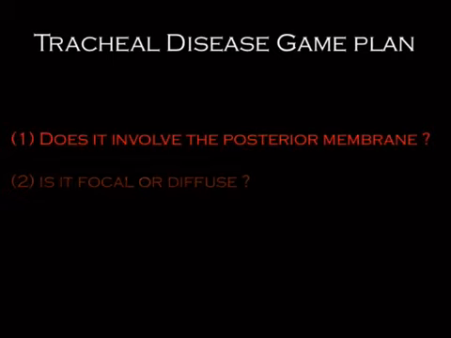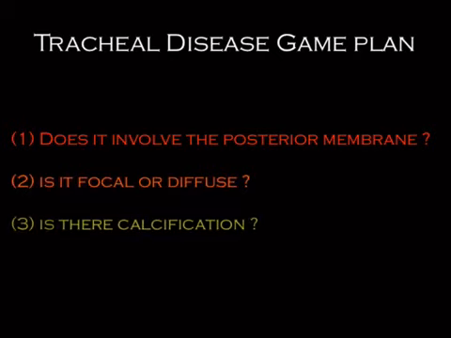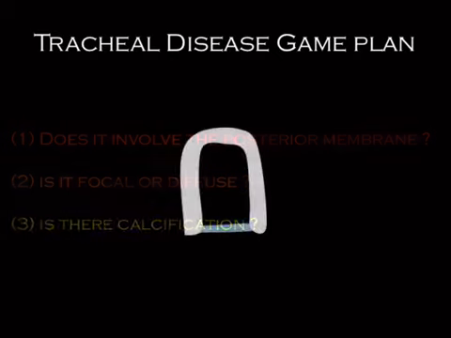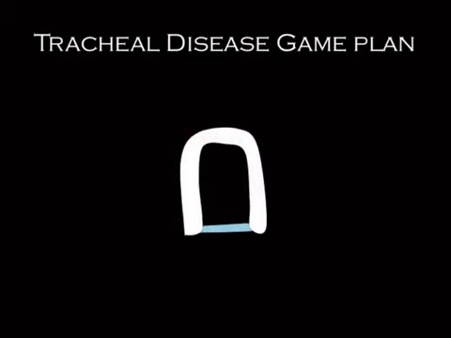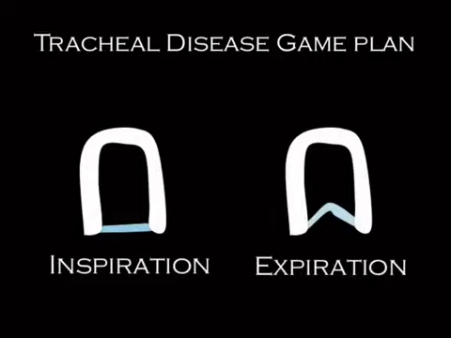2, is it focal or diffuse? And 3, is there a bunch of calcified nodules? So if you remember from anatomy, the trachea is like a U, and it has a membrane that's not calcified along the back. And if you do inspiration and expiration exams, you'll notice that during expiration the volume of the trachea actually decreases by about 30%.